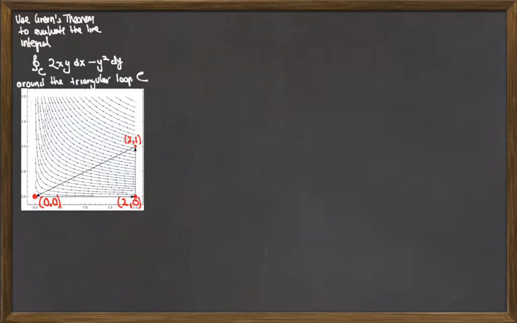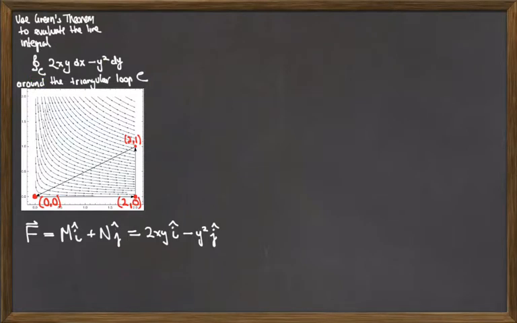There's no vector field given in the problem explicitly, but what am I plotting? Well, the vector field F has two components. It's a vector field in the plane, so it has an M times i plus N times j, and in this example, I'm taking M to be 2xy as the i component, and N to be minus y squared as the j component. So I'm reading those off from the integral that I'm given.